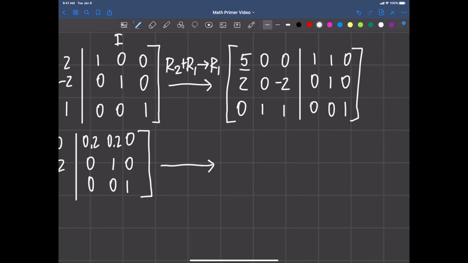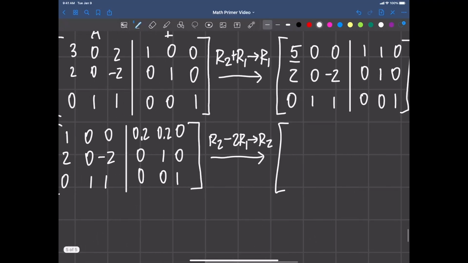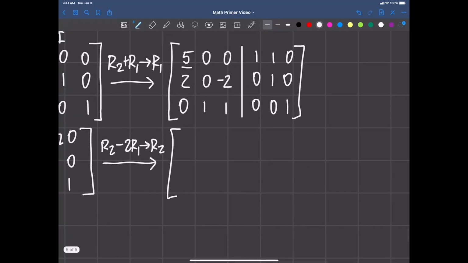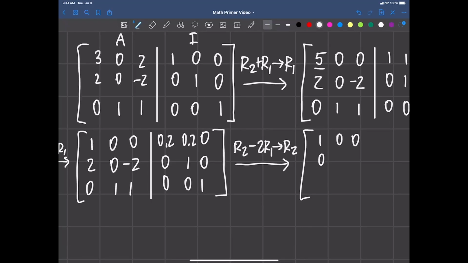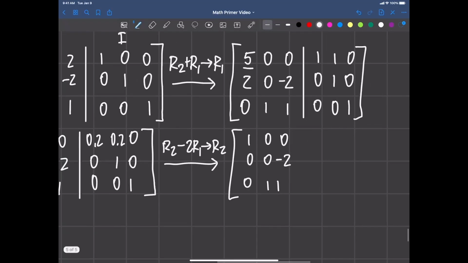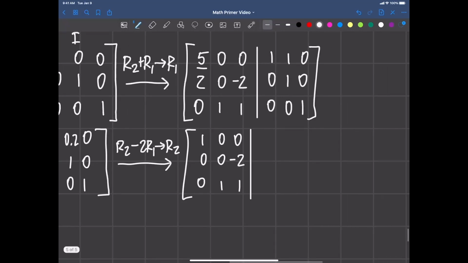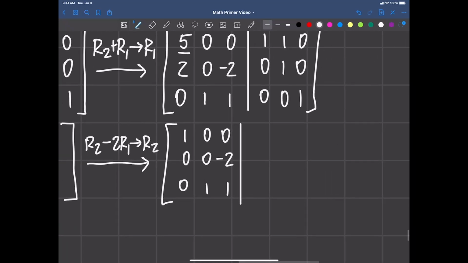Next, we're going to do row 2 minus 2R1 and apply that to row 2. And it becomes 1, 0, 0 on the top row. It stays the same. Then 0, 0, negative 2, and 0, 1, 1. The third row stays the same. And we do the same thing to the matrix on the side: 0.2, 0.2, 0, negative 0.4, 0.6, 0, 0, 0, 1.